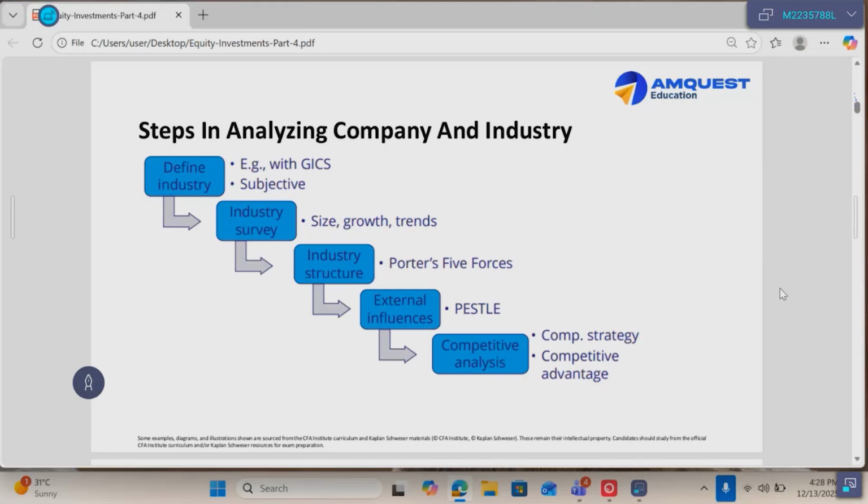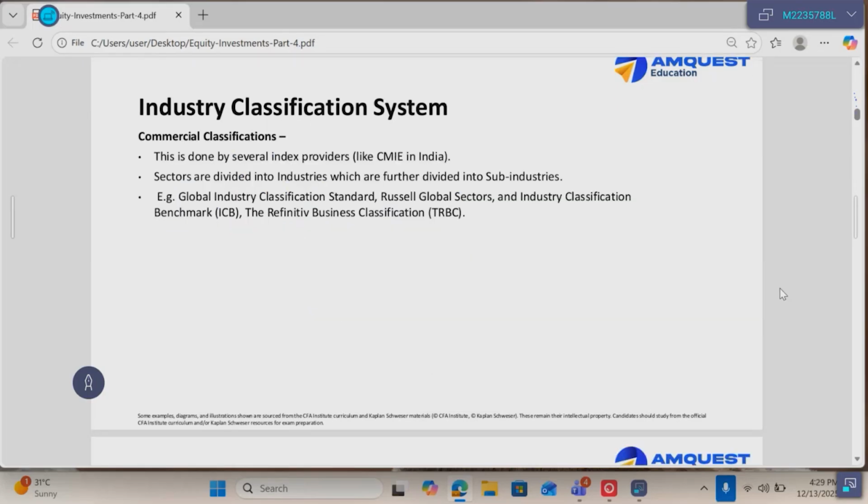Then we have two models of analyzing the industry. It is the Porter Five Forces model and the PESTEL model. PESTEL stands for political, economic, social, technological, legal, and environmental. You'll be learning this in this session. And then we do a competitive analysis. For example, we will analyze Zomato, we'll analyze Swiggy, and find out which one of them is better for investment purposes. Primarily, the industry classification in India is done by CMIE, which is the Centre for Monitoring Indian Economy.